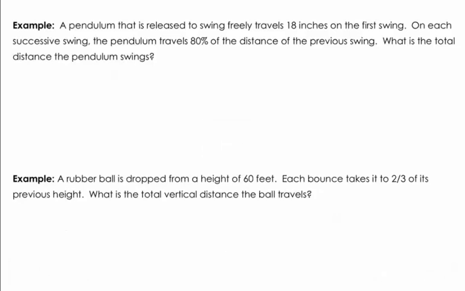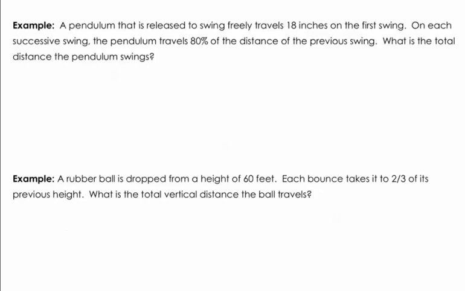Okay, so we have some word problems that go along with the infinite geometric series problems. So here we have a pendulum that's released to swing freely and travels 18 inches on the first swing. On each successive swing, so successive means each next swing after that, the pendulum travels 80% of the distance of the previous swing. What's the total distance the pendulum swings?